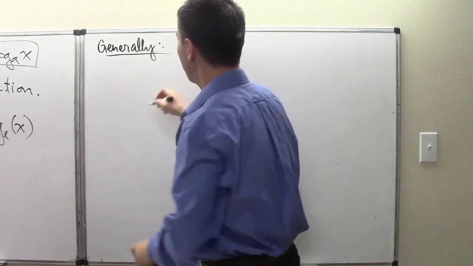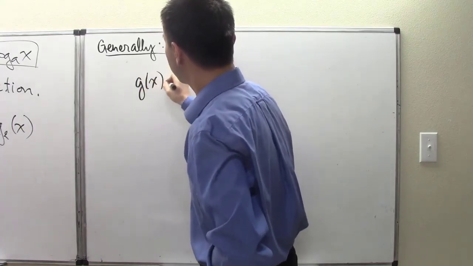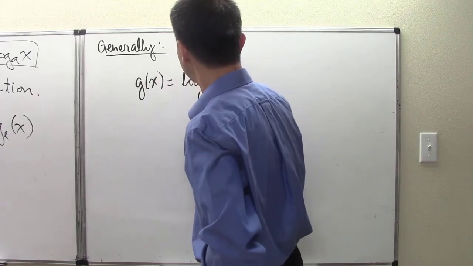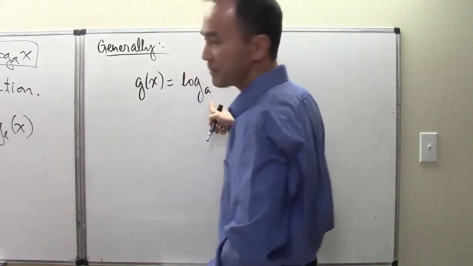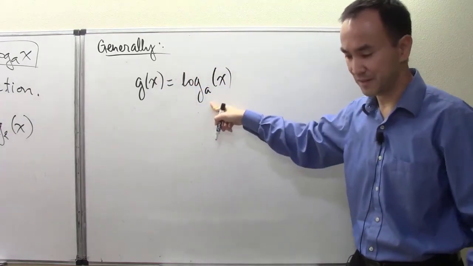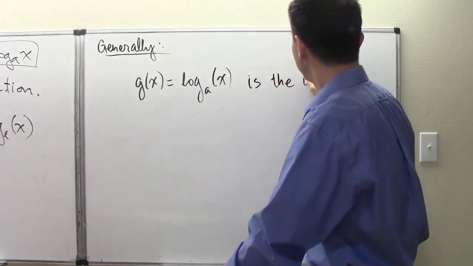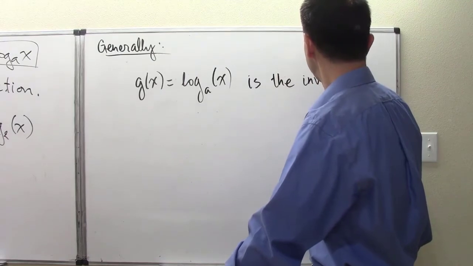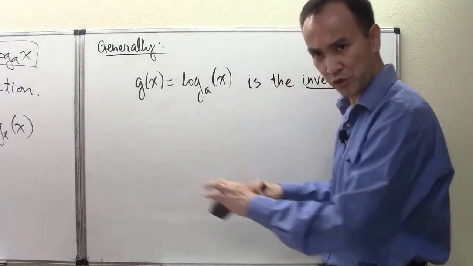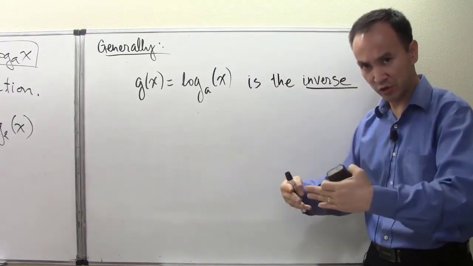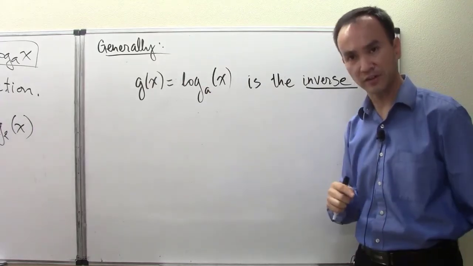Let me write it in a formal form here. Any function g of x that's defined as log base a of x, a general base, is the inverse. So that's just a conclusion, and that's a conclusion that's blended together with our past learning.